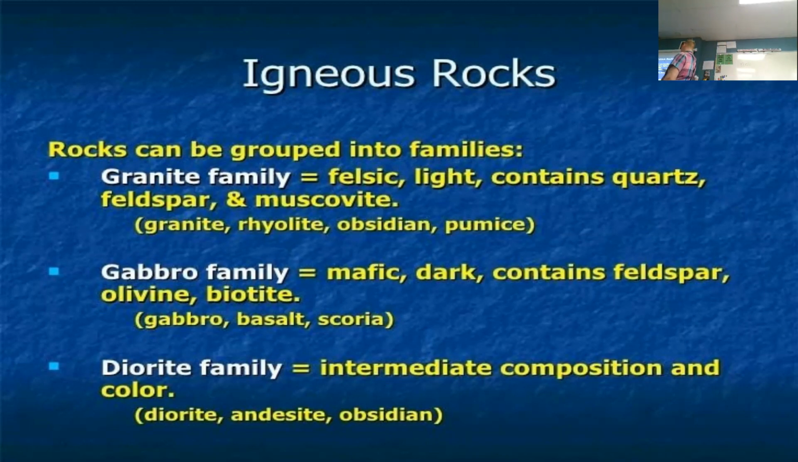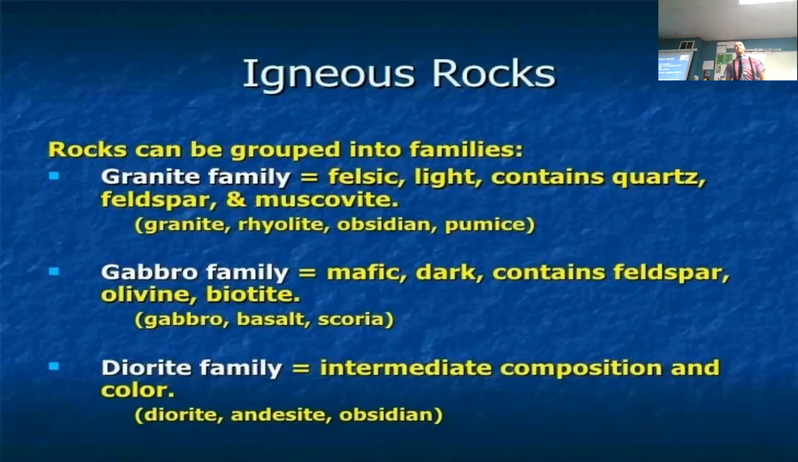Diorite family, intermediate composition and color. What is the intermediate composition? Does anyone remember? What does it mean if it is in the intermediate region, Max? It's like 45. So silica. Yep. So it's about right in between. It's right in between mafic and felsic, meaning it has about 50%-ish silica. So it has a little bit of both. That is the diorite family.